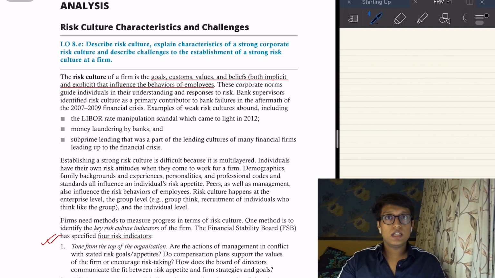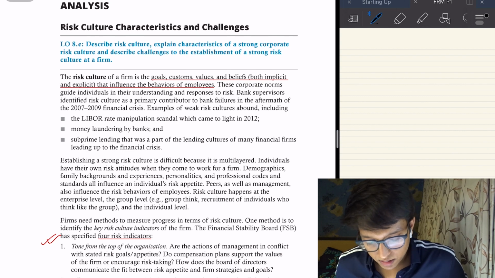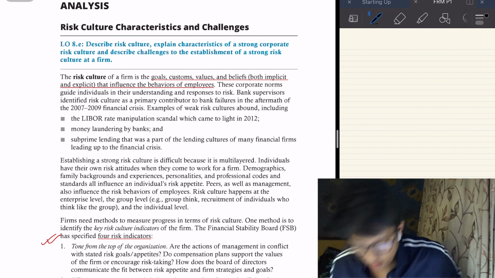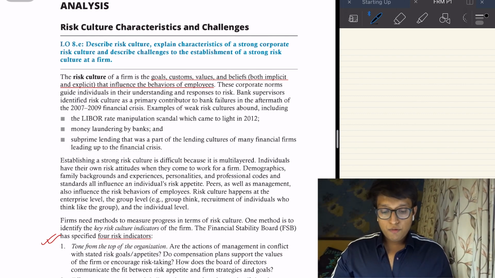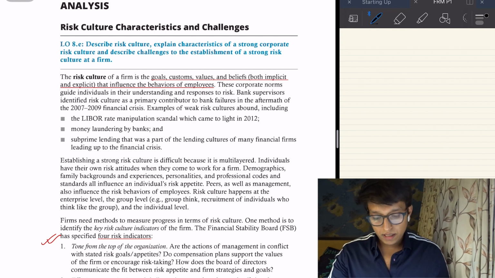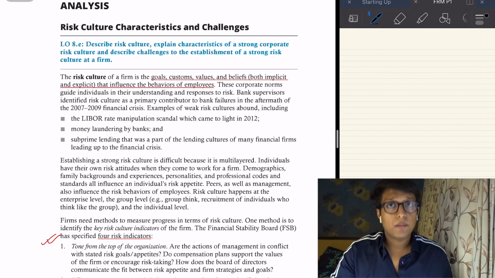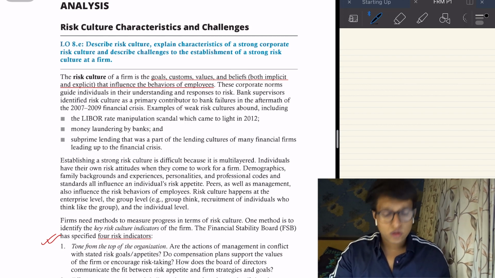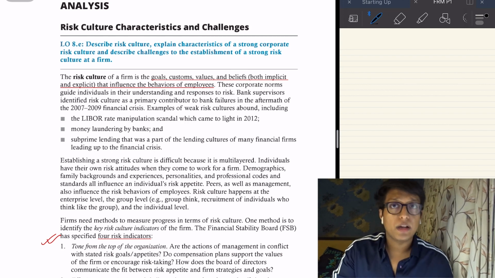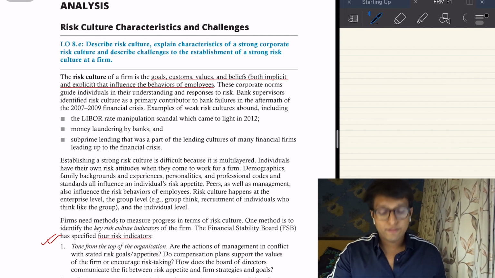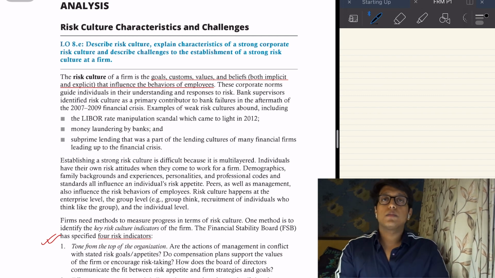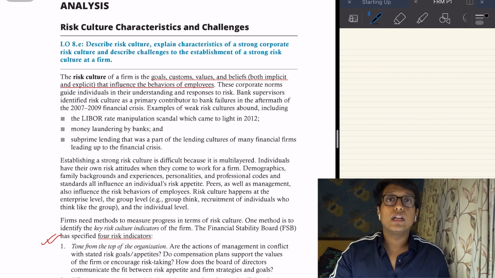So, next we see risk culture itself, because it is very important. The risk culture of a firm is the goals, customs, values, and beliefs that influence the behaviors of employees. There were a number of scandals, like I told you, rogue trading, labor manipulation scandal, money laundering, accounting fraud, etc., that are possible if there is a weak risk culture.